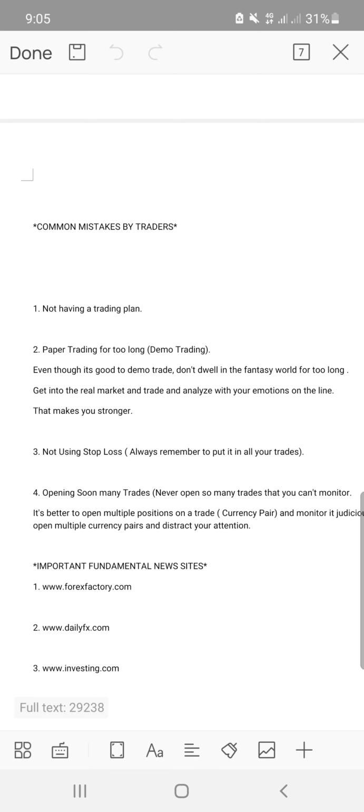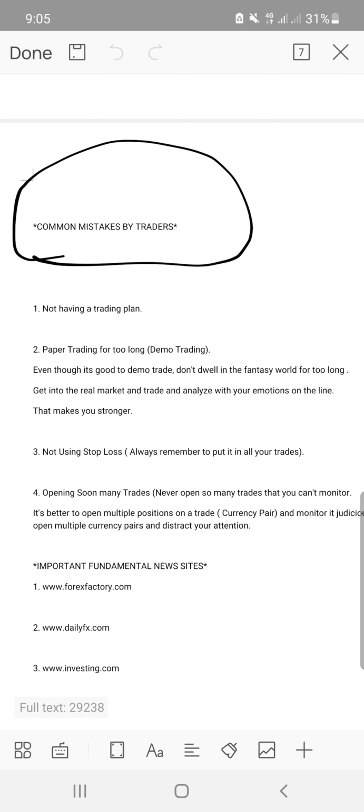Six common mistakes made by most traders. One mistake made by most traders: not having a trading plan. I explained that one; it will give you problems.